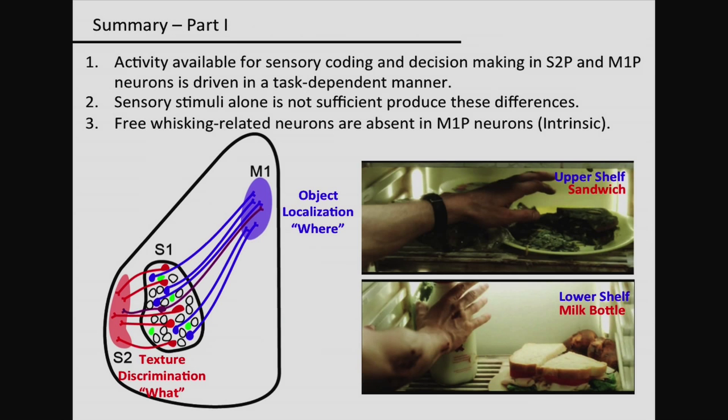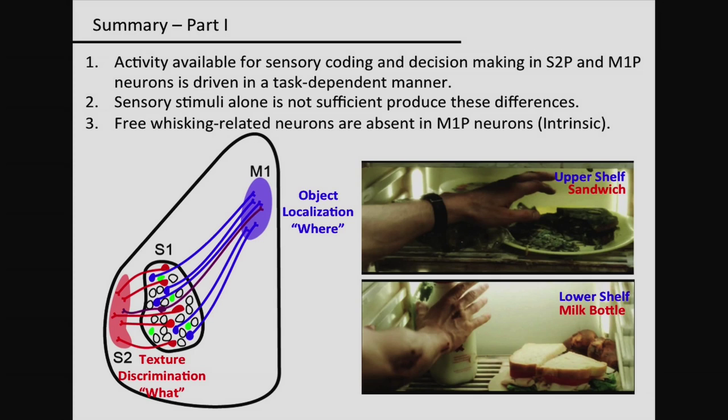Overall, in the study, what we find is that the activity available for sensory coding and decision making in S2 and M1 projecting neurons seems to be driven in a task-dependent manner. The information sent from S1 to M1 seems to be more relevant when an animal is performing an object localization task, whereas the information sent from S1 to S2 seems to be more relevant when an animal is performing a texture discrimination task. I don't have time to go into details, but we've done some control experiments demonstrating that the sensory stimulus alone isn't sufficient to explain these differences, and that there seems to be some component of either learning or task engagement driving some of these differences.